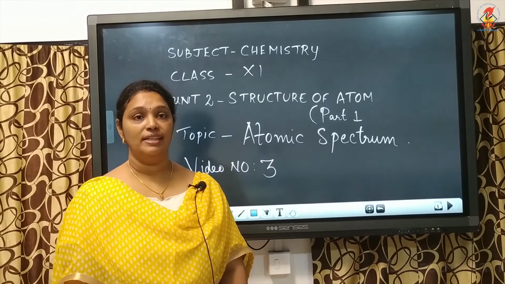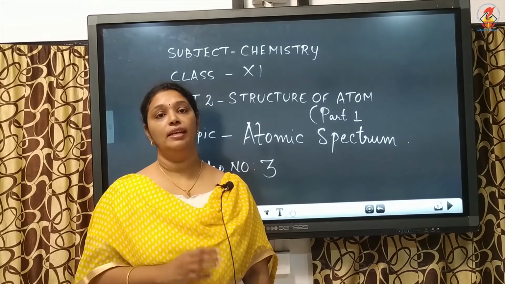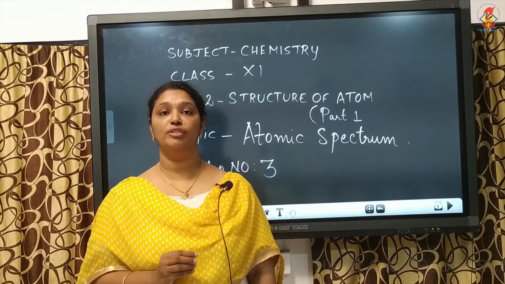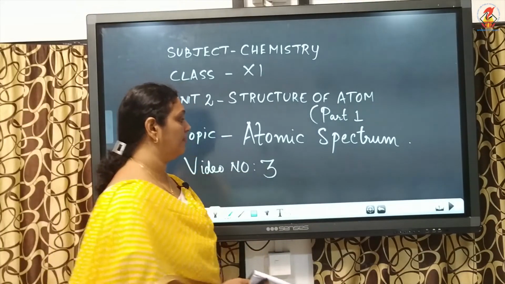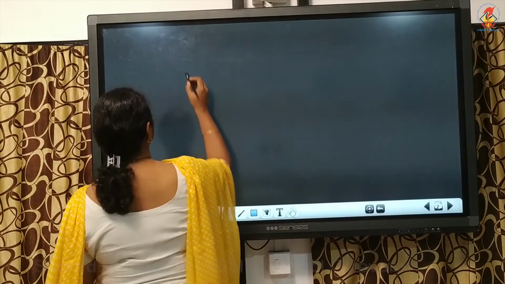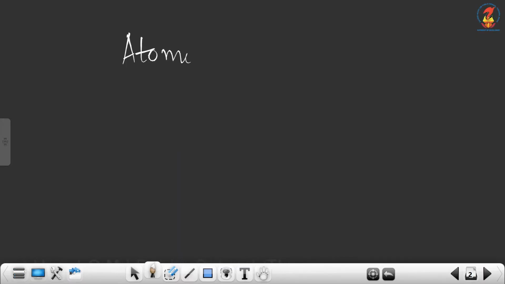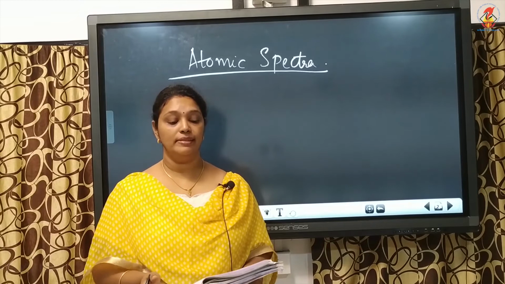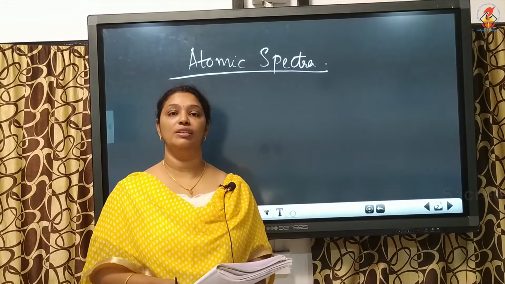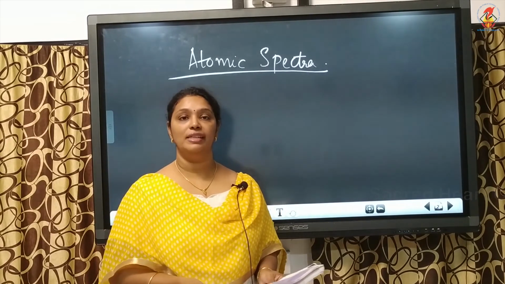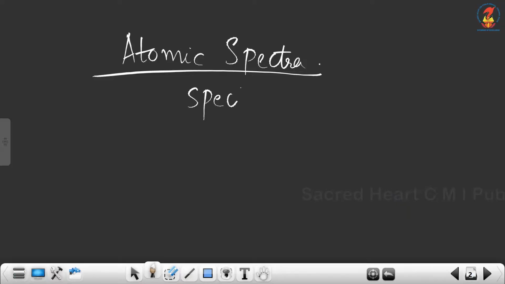Now next we are going to study the second important development that led to the formulation of Bohr model of atom, that is atomic spectra. Now, what do you mean by the term spectrum? Spectrum is a band of colors obtained as a result of splitting of light. And the study of spectra is called spectroscopy.